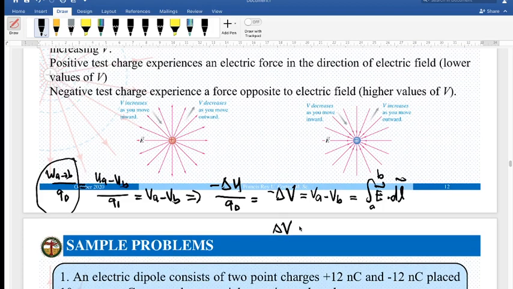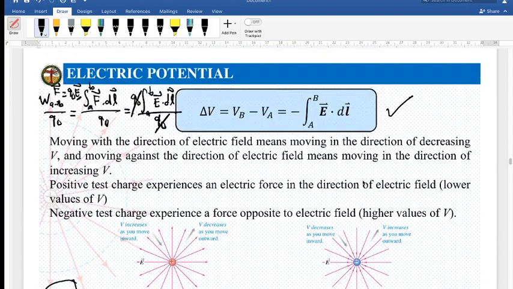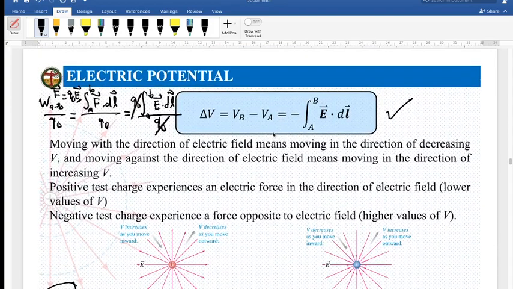Delta V is equal to VB, so let's flip that, it is VA. Then the other one becomes negative integral from A to B of E dot dl. Or you can change the limits of integration to remove the negative. Okay, so we have this expression. This is very important in the application of Gauss's law in electric potential. Okay, this is very important.